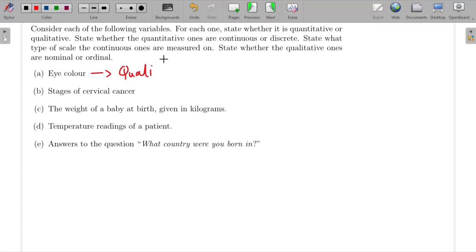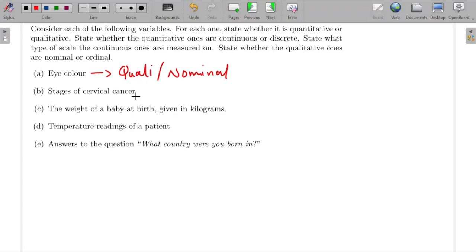So what is the type of measurement scale there? Because this one is just qualitative, the scale of measurement is nominal. There's no order. We can't say that the one with brown eyes is greater than the one with blue eyes. So the measurement scale there is nominal. Eye color is qualitative and nominal.